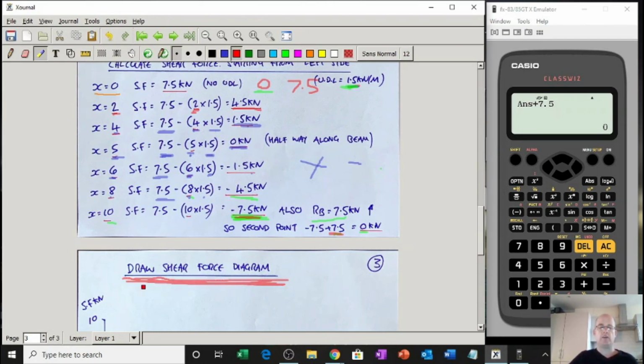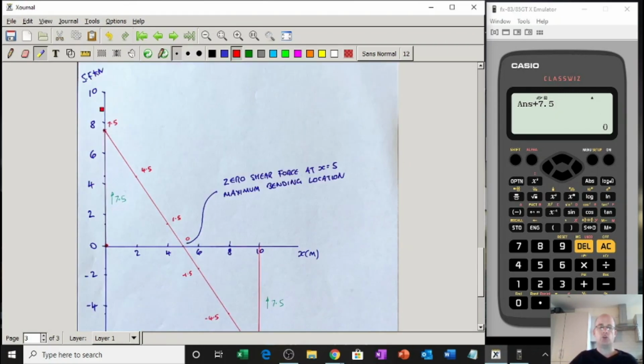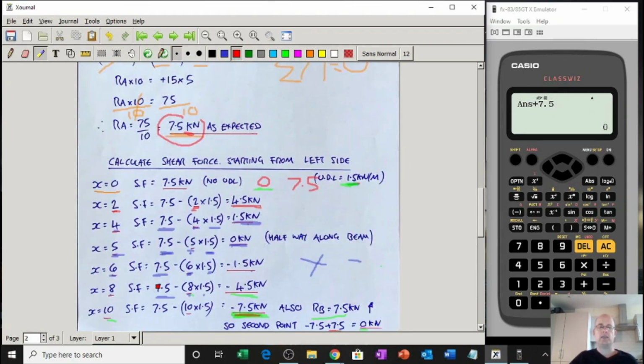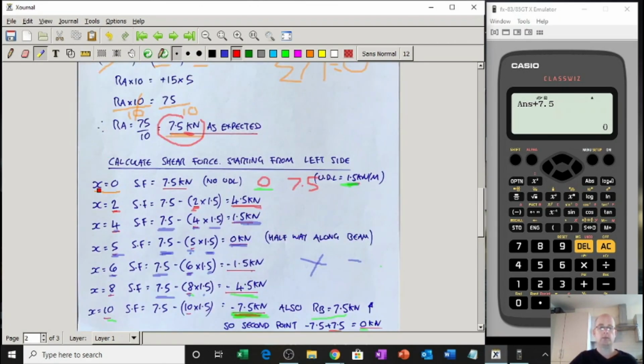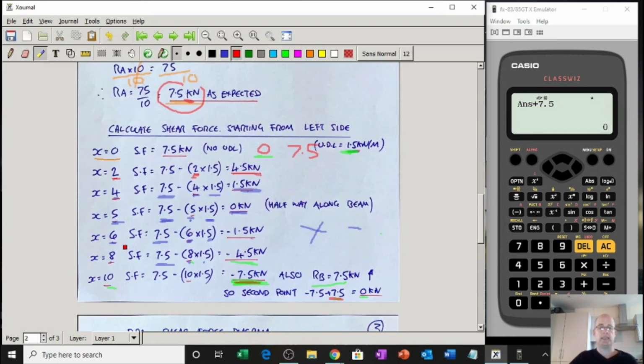Now, the last bit, we've got to plot, draw the shear force diagram, or sketch. Draw means use a bit of graph paper. Sketch means use a bit of paper, but as long as you use a ruler and get your scale correct, you're laughing. So I'm going to plot now all these points. So 2, 4, 6, 8, 10 is going to be across the x, and then we need to go up to about 7.5 and then down to about minus 7.5.